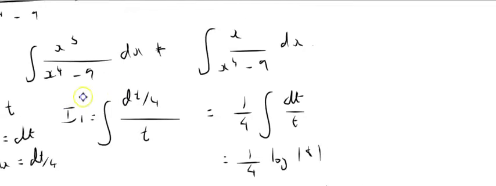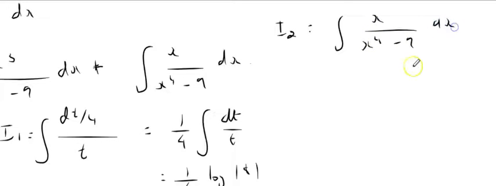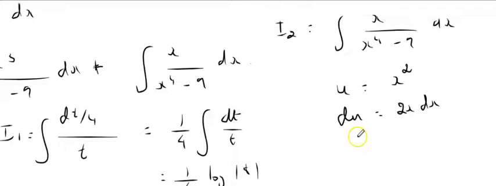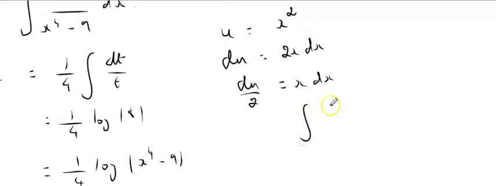Now going to the second integral, let me take that as I2. I2 is equal to integration of x by x power 4 minus 9 dx. Now let me take u to be equal to x squared. In that case, I'll get du is equal to 2x dx, or x dx is equal to du by 2. Now in the place of x dx, I can put du by 2. So integration of du by 2 divided by u squared minus 9.